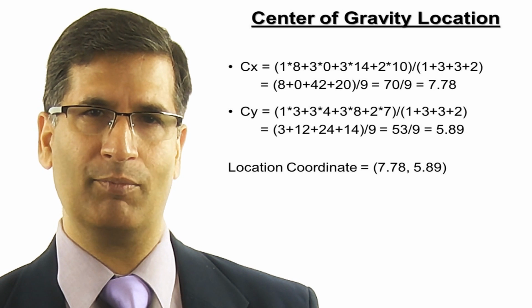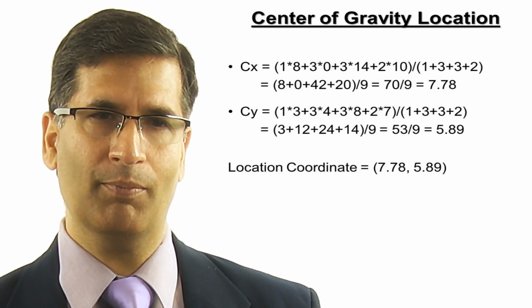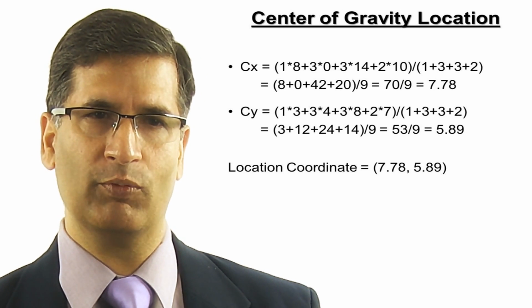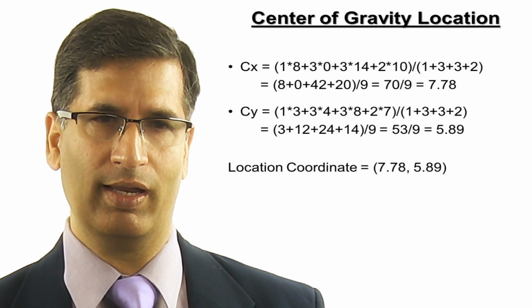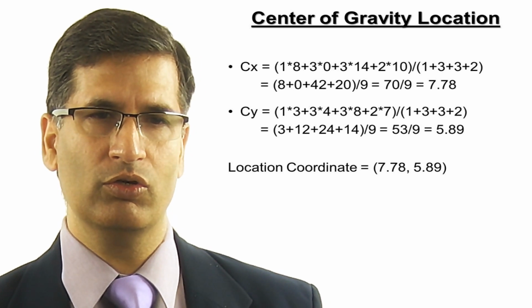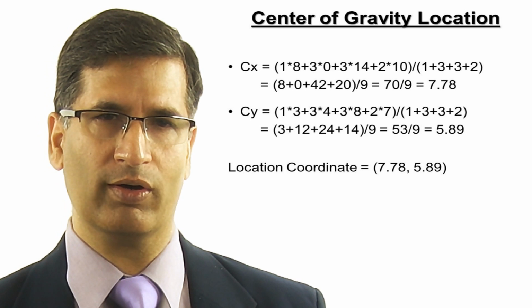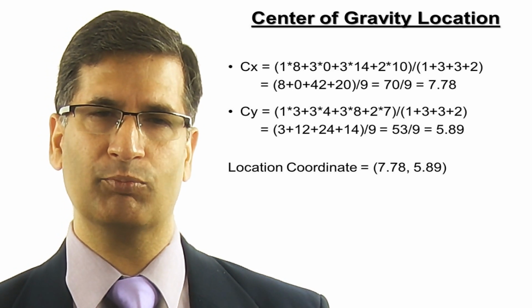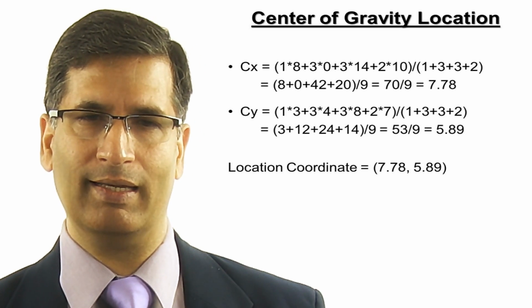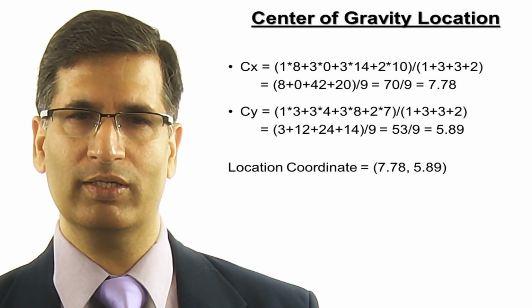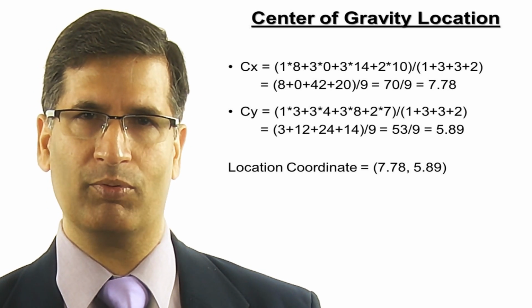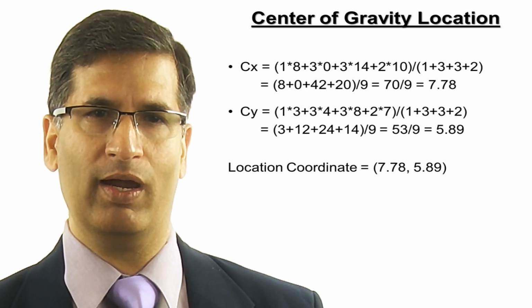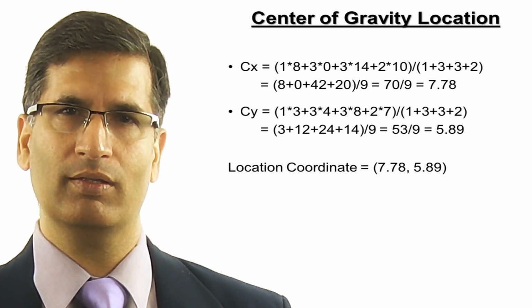The x coordinates times respective weight, add them up, divide them by the sum of the weights, and do the same for the y coordinate. Once you do that, you will get the location coordinate for the center of gravity as 7.78 and 5.89. You can go back on the original graph paper and identify where you should locate that center of gravity. Please remember, these are only guidelines. These are not etched in stone.